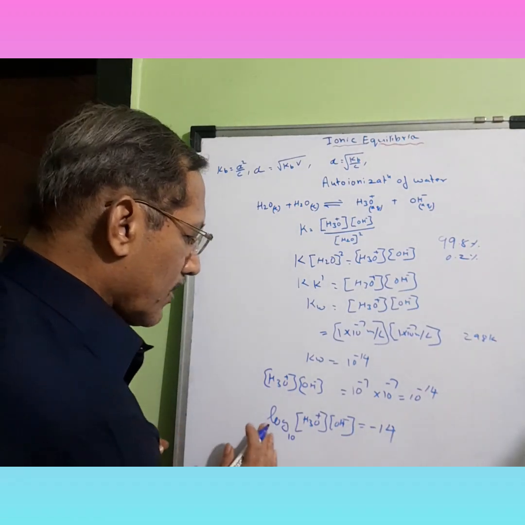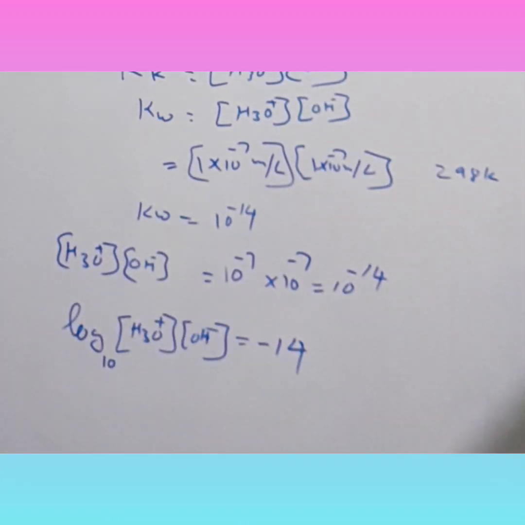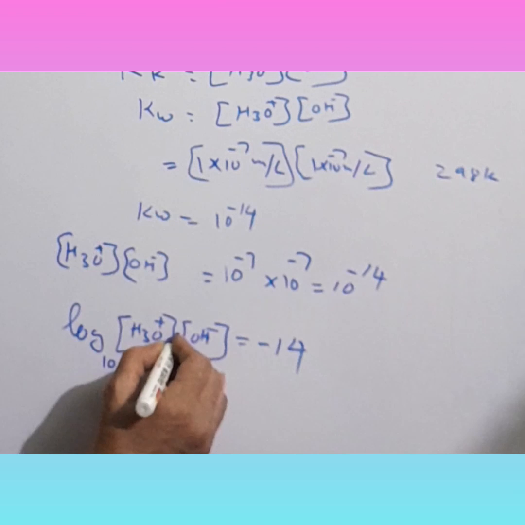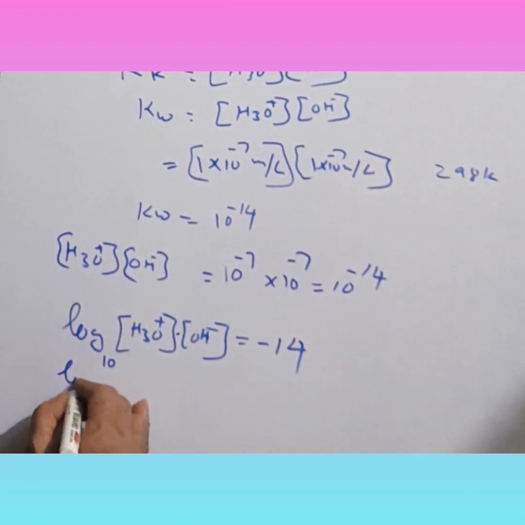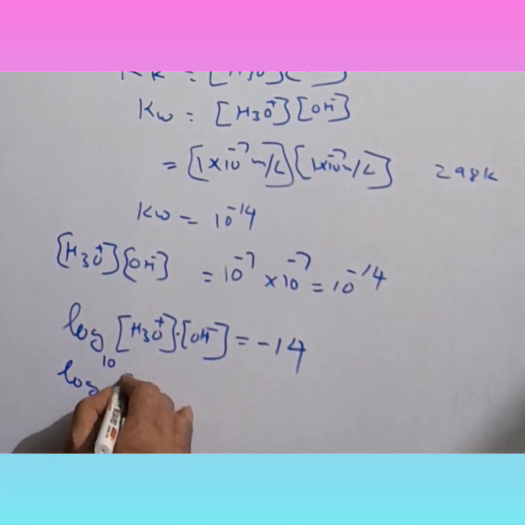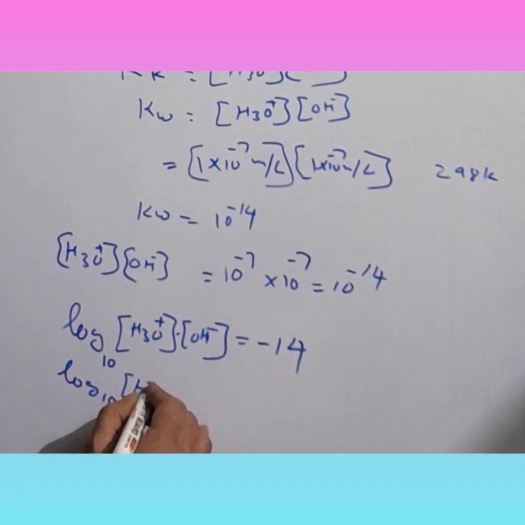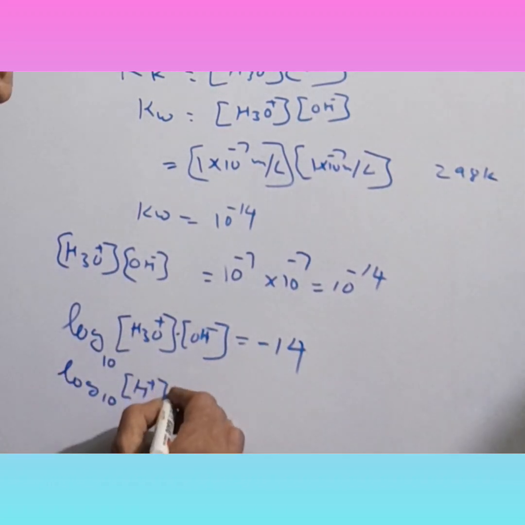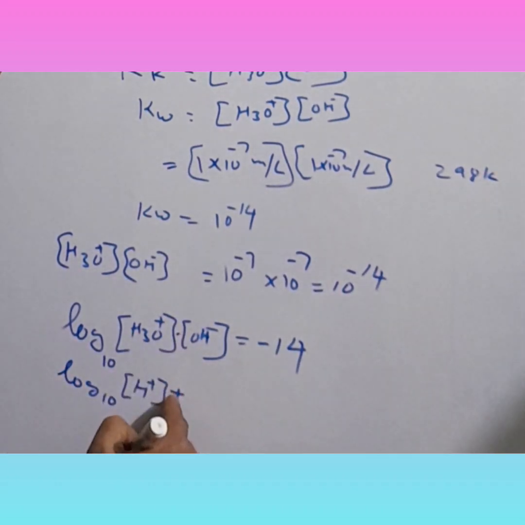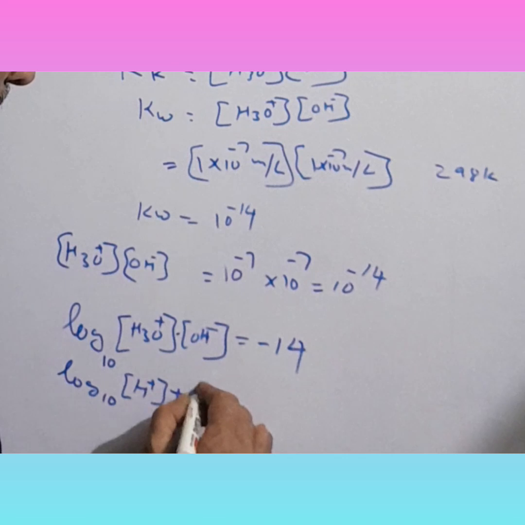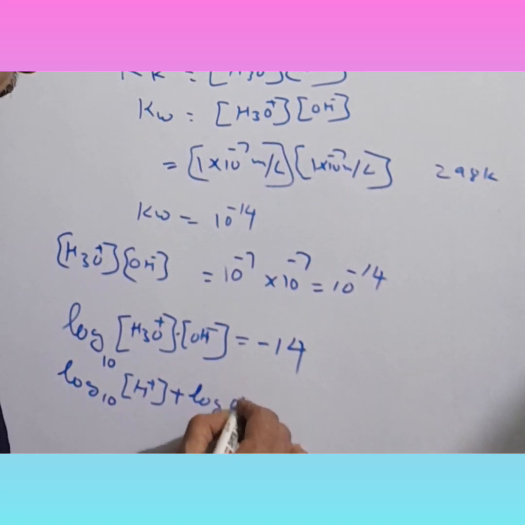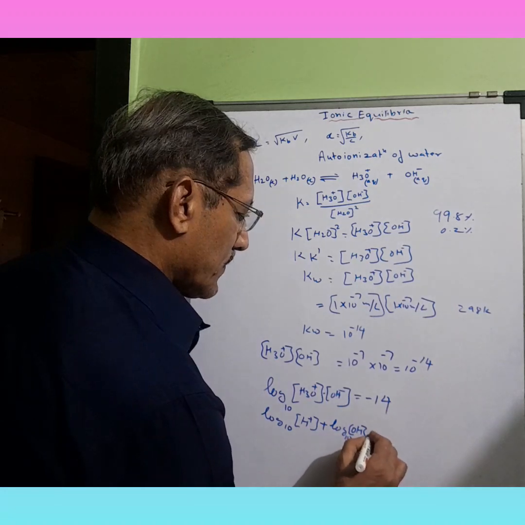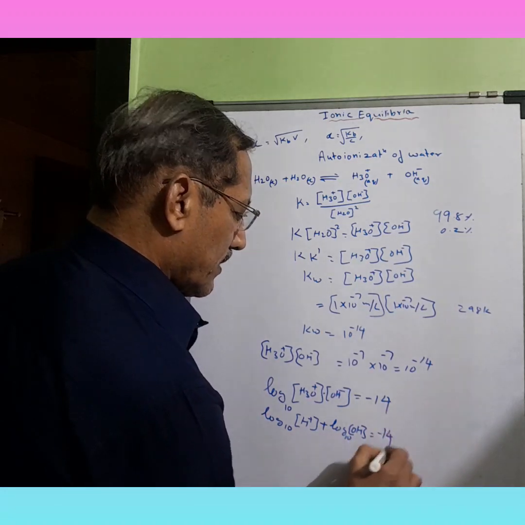Now if I take log inside the bracket, that also we know, this is multiplication, so this becomes log to the base 10. Can I write here H plus ion? I would write here H plus, the concentration of hydrogen ion, because this is hydrogen ion, right? Multiplication turns plus, log of OH, the concentration of hydroxide, to the base 10 is equal to minus 14.